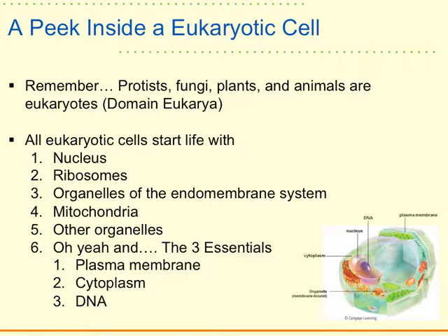So remember, the domain Eukarya includes us, protists, fungi, plants, and of course the animals, which we are. So all eukaryotic cells start life with a nucleus, ribosomes, organelles of the endomembrane system. Ooh, that's a mouthful. Mitochondria, some other organelles we'll learn about, depending on what kind of eukaryote they are. And then, of course, the three essentials: plasma membrane, cytoplasm, and DNA. Okay?